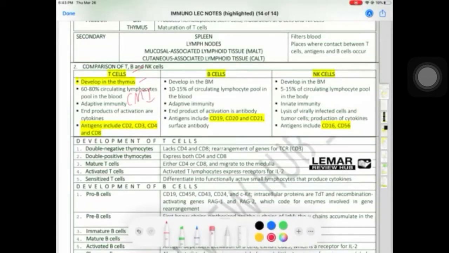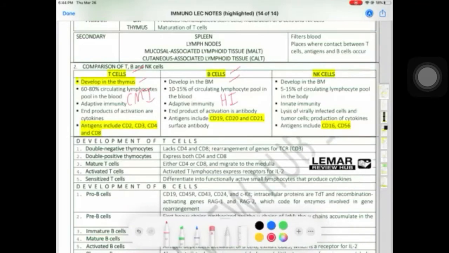What are the different markers for T cell? CD2, CD3, and either CD4 or CD8. CD4 kapag T helper, CD8 pag T cytotoxic or T suppressor cell. B cell because they are produced by the bone marrow. Yung mga B cell are responsible for humoral immunity or humoral mediated immunity.